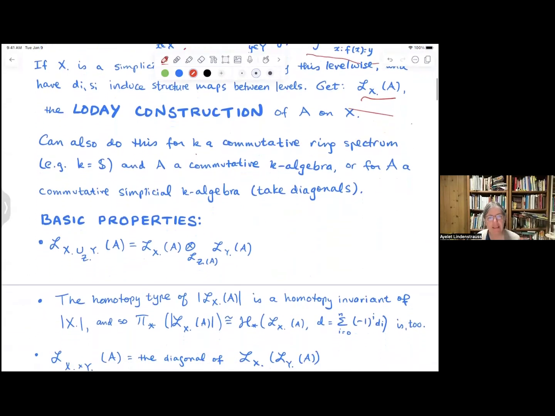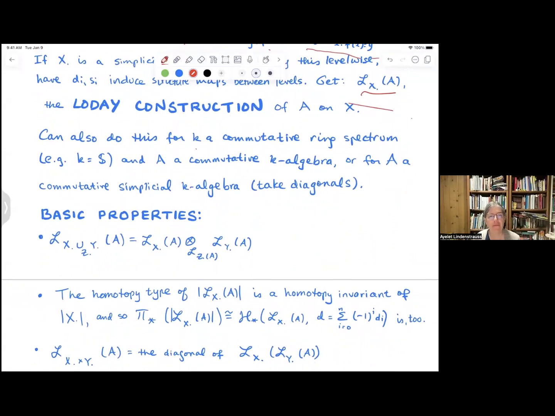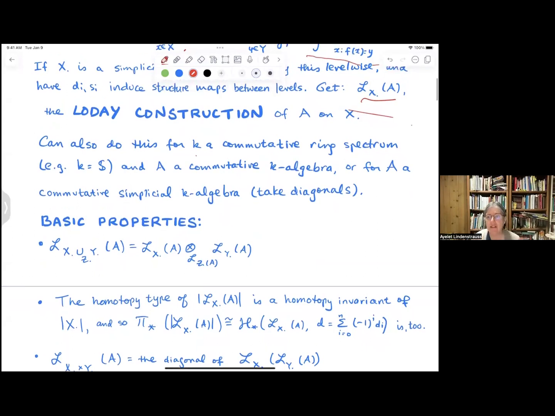And there are some basic properties that we have. The first one is easy to check level-wise, and therefore it's true. If I have two simplicial sets and a common sub-simplicial set of both of them, I can glue the two simplicial sets along the sub-simplicial set. If I do the Loday construction over that glued union, that's the same as the Loday construction on one of them, tensored over the Loday construction of the thing I glue along with the Loday construction of the other. Level-wise, you have the tensor product over all things in the union of X_n joined along Z_n with Y_n, so that's a tensor product over X_n tensored along the tensor product over Z_n with the tensor product over Y_n. So that's a gluing property.